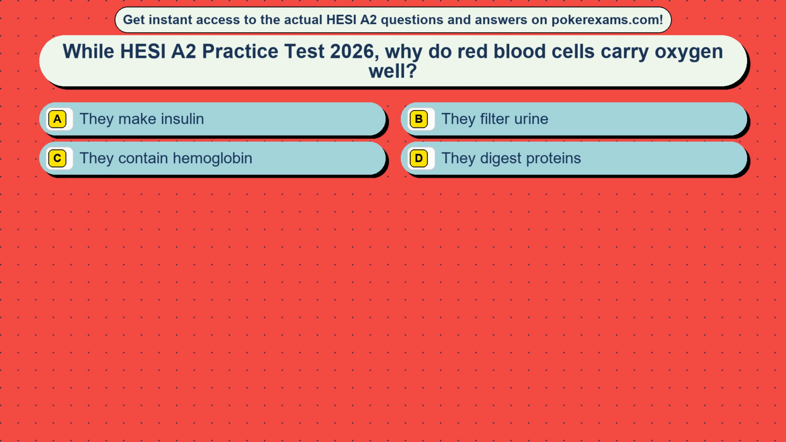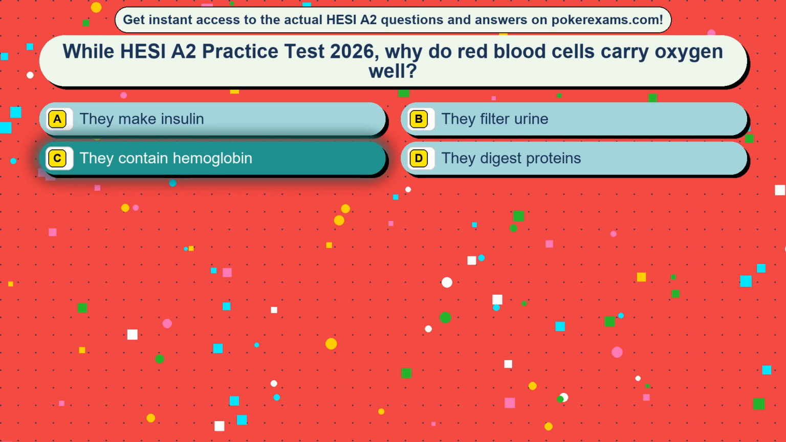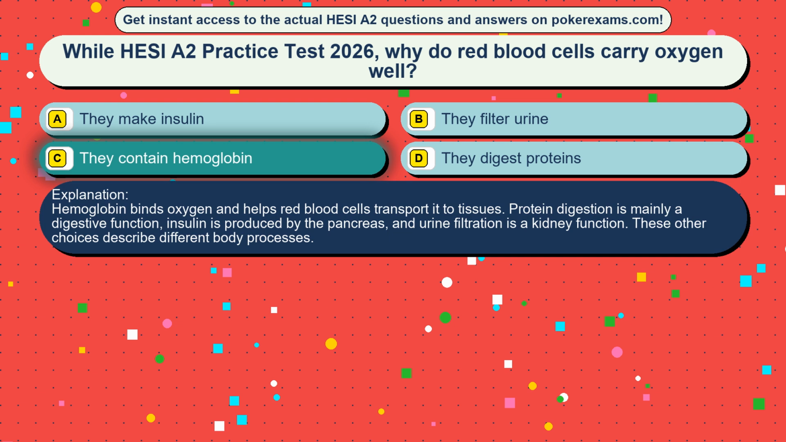Question 7. While HESI A2 Practice Test 2026, why do red blood cells carry oxygen well? Option A, they make insulin. Option B, they filter urine. Option C, they contain hemoglobin. Option D, they digest proteins. The correct answer is Option C, they contain hemoglobin. Hemoglobin binds oxygen and helps red blood cells transport it to tissues. Protein digestion is mainly a digestive function, insulin is produced by the pancreas, and urine filtration is a kidney function. These other choices describe different body processes.